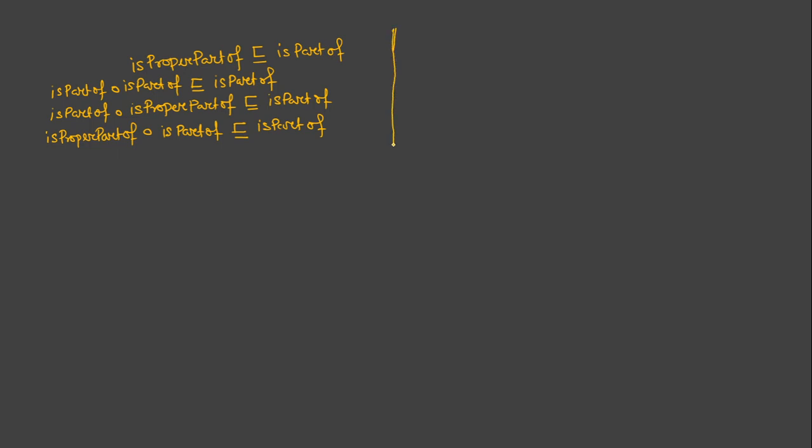The other example is has parent, compose has husband, implies has father, right? And has father implies has parent. So these are the two examples.